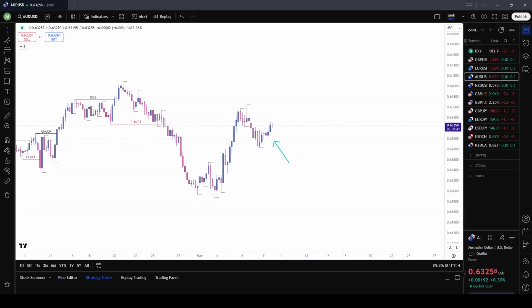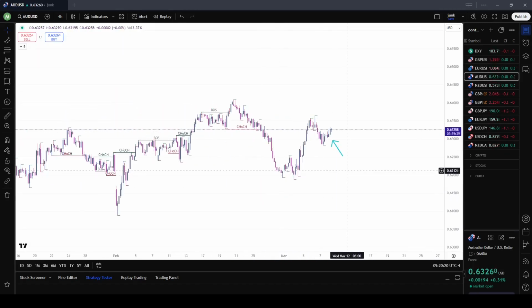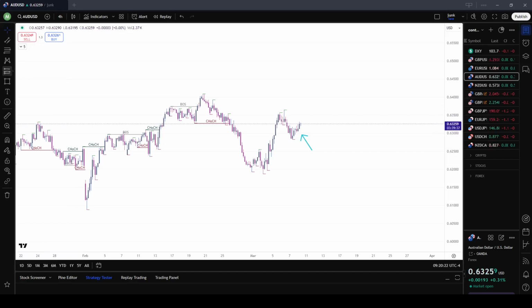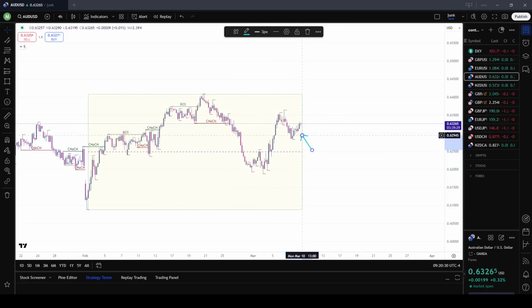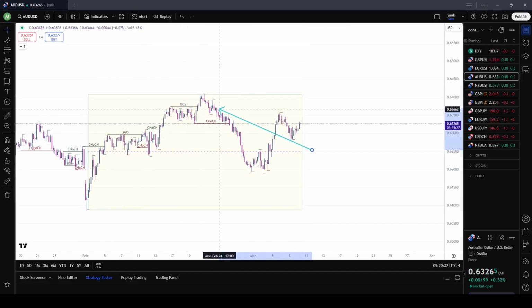AUD USD. So the overall range for Aussie dollar is still trending sideways, not breaking out of the overall structure. The overall range did pull back into discount. It started to push forward, started to take out some of this liquidity here, but now retracing a bit. So now this would be the higher low, and it's also another higher low.